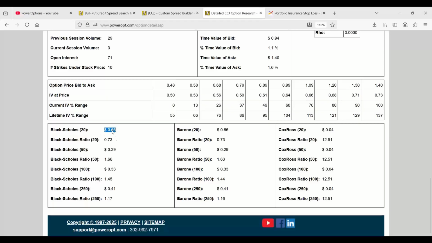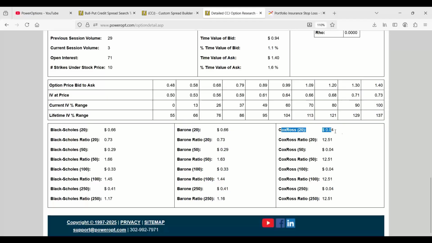The 20-day Black-Scholes ratio is 66. The 50-day Black-Scholes ratio is only 29. And the 100-day Black-Scholes ratio is 0.33. So, as we saw on the graph, we've got some increased implied volatility on this option recently. The Barone equation, 66 cents for the 20-day, pretty close. 29 cents, pretty close. These are actually looking pretty even for Black-Scholes ratio versus the Barone model.